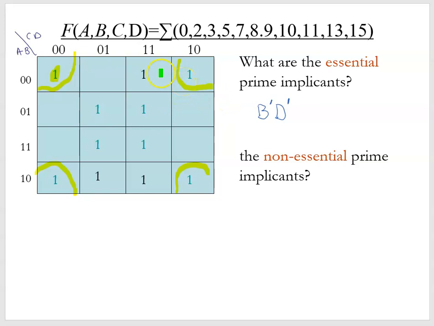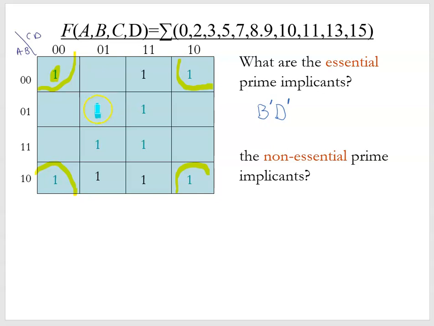If we look, for example, at this cell here, it can be covered by this, and it can be covered by this. Both of those have 4. So this is not associated with an essential prime implicant. So we won't go to that one yet. Let's instead take a look at this one here.